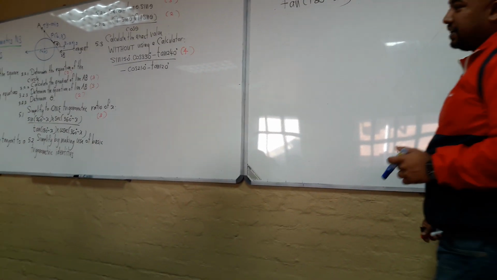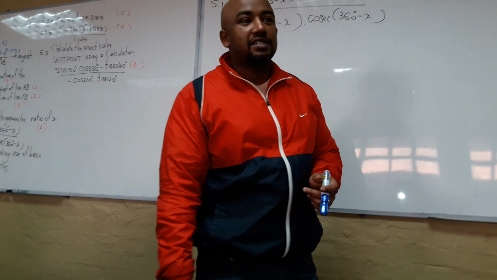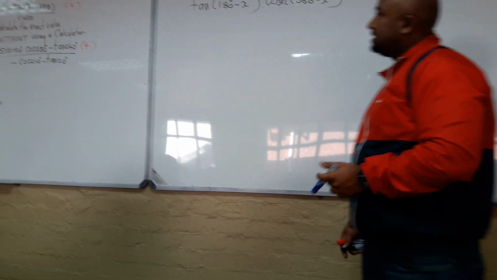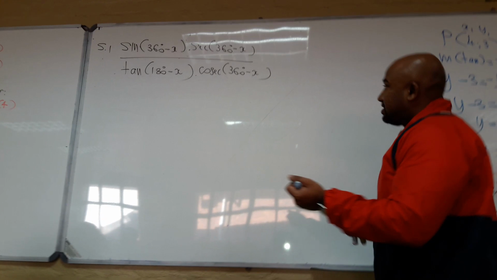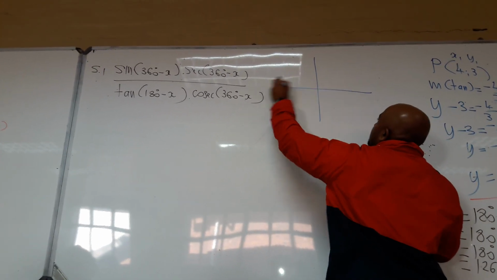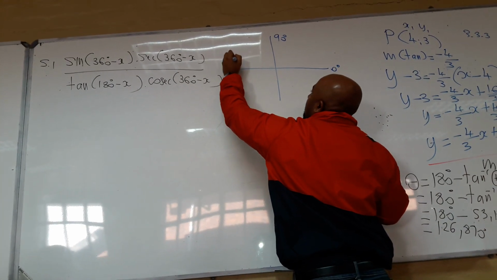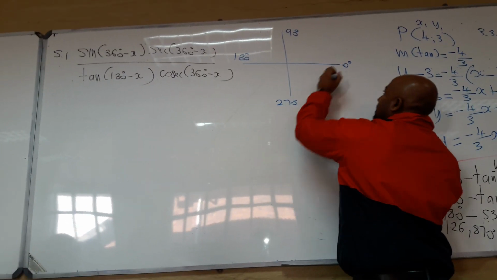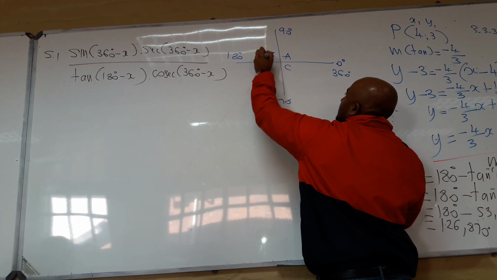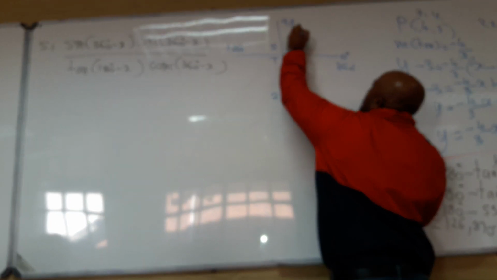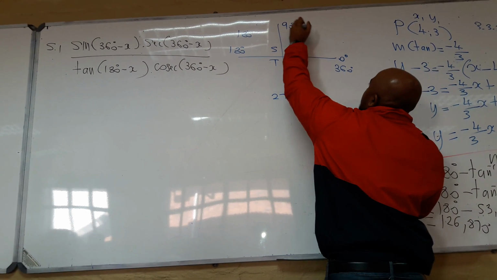Okay, let's deal with this one now quickly. Simplify to one trig ratio of x. How do we do this? We need to know the CAST diagram here. Okay, let's just draw the CAST diagram quickly. So here we have 0, 90, 180, 270 and 360 degrees. That is your CAST. This is 180 minus, and this will be 90 minus.